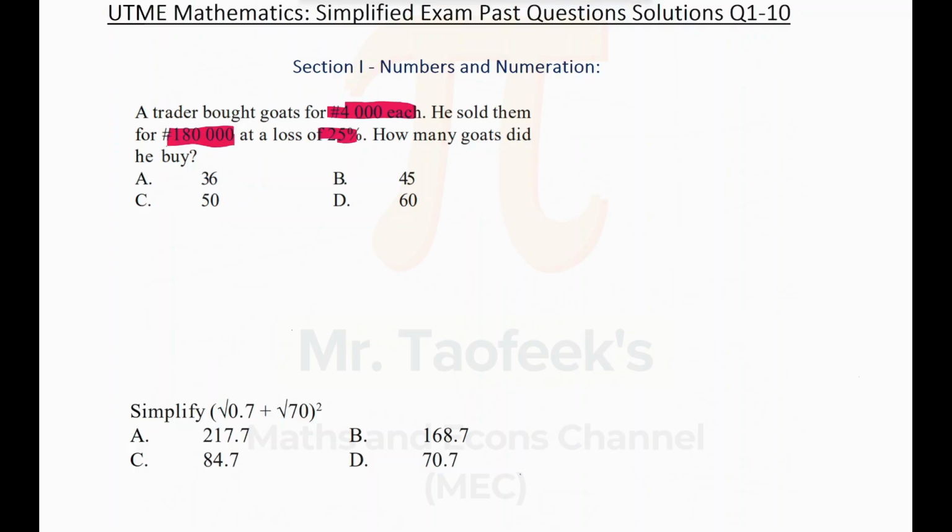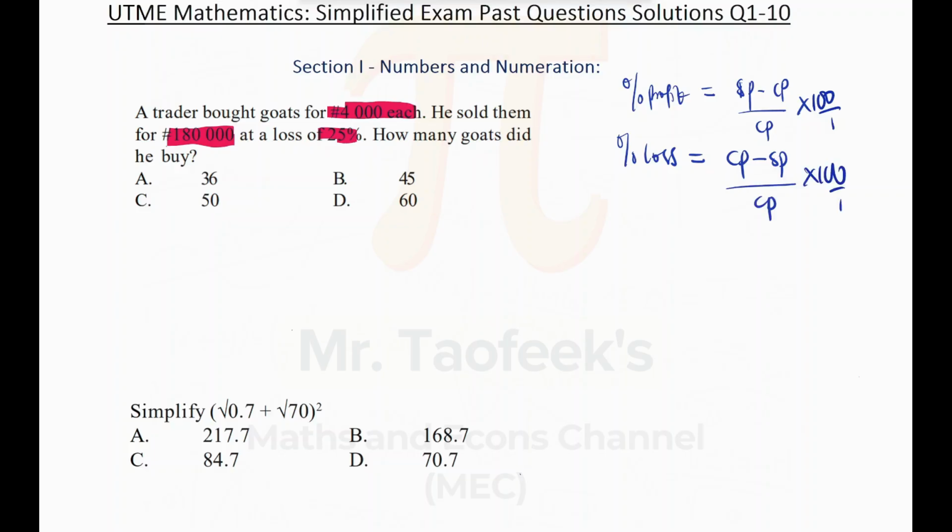All right. So, this is a percentage profit, percentage loss question. So, remember, your percentage profit is equal to your selling price, take away your cost price, divided by your cost price times 100 out of 1, right? And then your percentage loss is equal to cost price, take away the selling price, divided by the cost price times 100 out of 1. So now that we know the formula, now we're dealing with a percentage loss. Let's plug in the numbers.